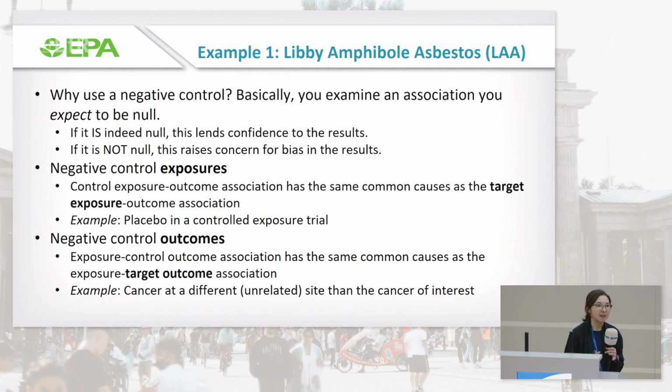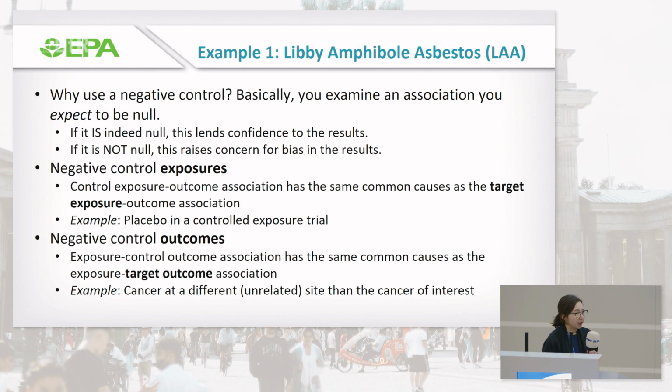Basically, you're looking at an association that you expect to be null. And if in your data set it is null, then that can lend confidence that what you're seeing is not being influenced so much by bias. But if it is not, then this could raise concern that something like uncontrolled confounding could be impacting your results.